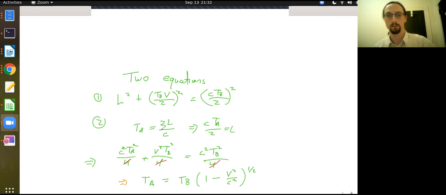We rewrite equation number 2 as C times TA over 2 is equal to L. We then plug L into equation 1. We distribute the squares, the 4's cancel. And then we can solve for the tick duration of Alice, that's TA, which is going to be equal to TB times the quantity 1 minus V squared over C squared to the 1/2.